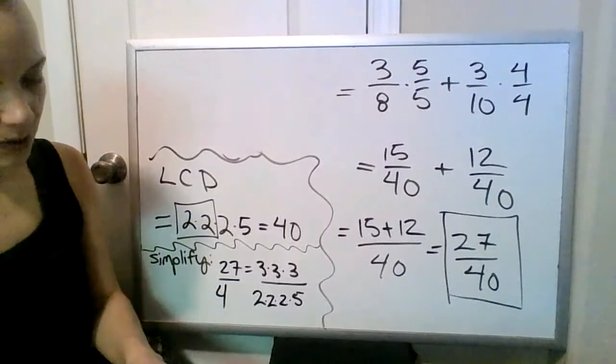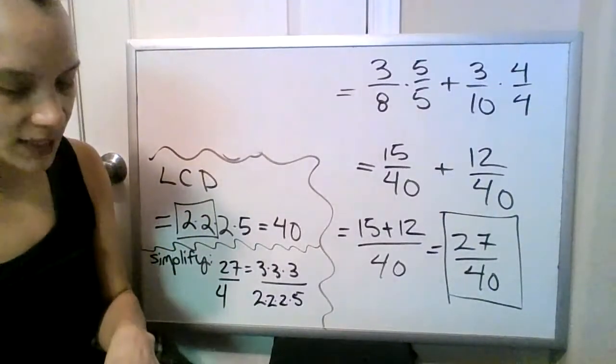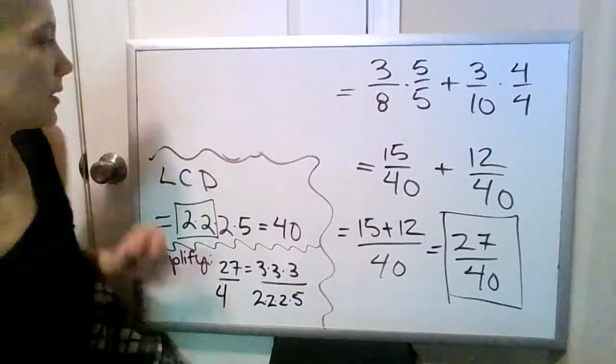So we're going to take 2/3 in the next example. It's 2/3 minus 7/5 plus 1/6.